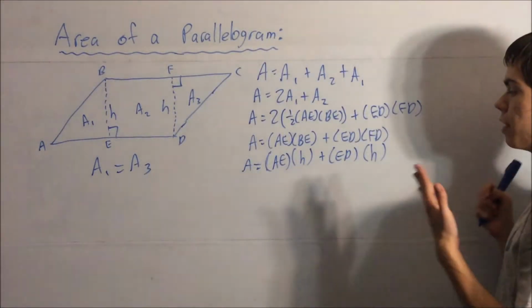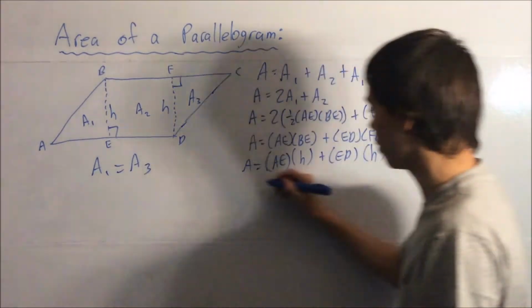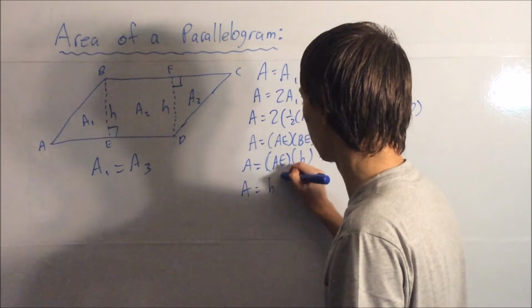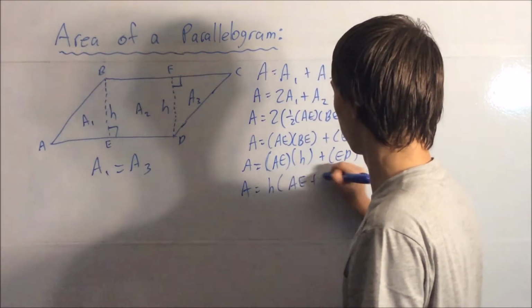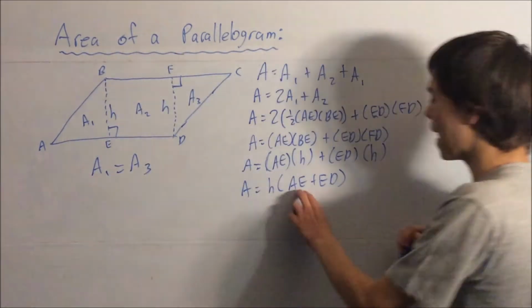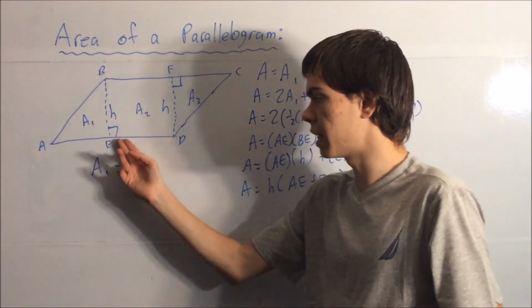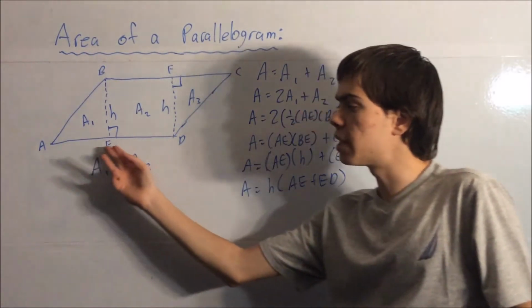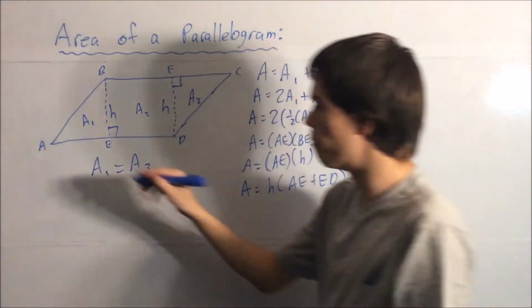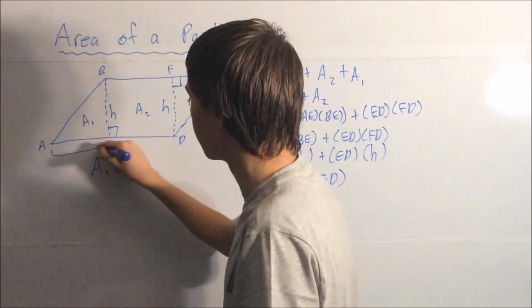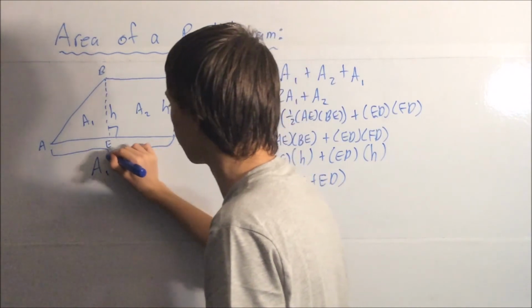And what we know now is we can just factor out h. And when we factor out h, we get AE plus ED. So notice how we have AE plus ED. AE plus ED just represents the base of the parallelogram. So this length right here represents base.